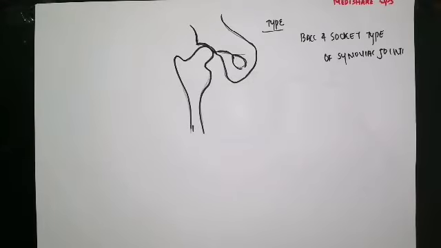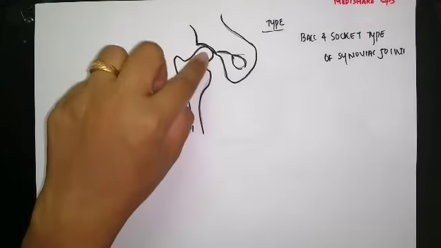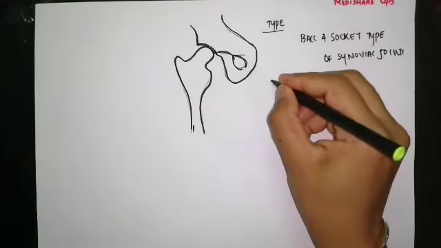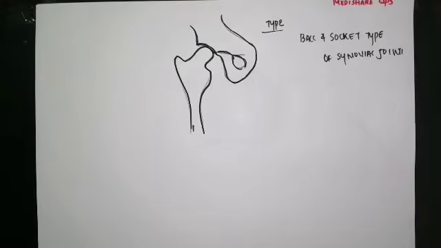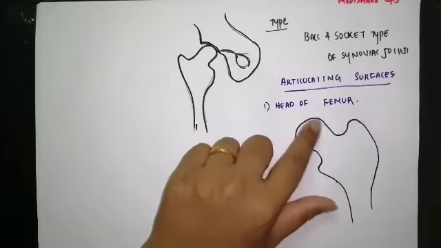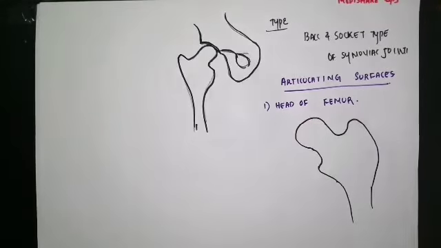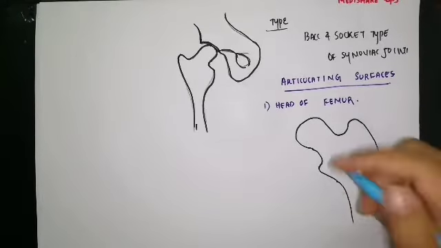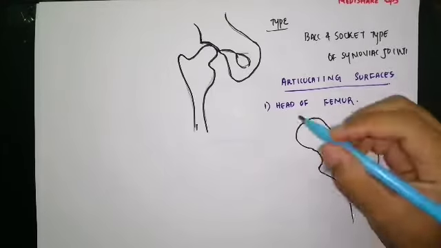Now we will discuss the articular surfaces. The bones which are taking part in the articulation are the head of the femur and the acetabulum. We will take the head of the femur first. Which are the articulating surfaces? One of the articulating surfaces is the head of the femur. The head of the femur is covered with a hyaline type of articular cartilage.